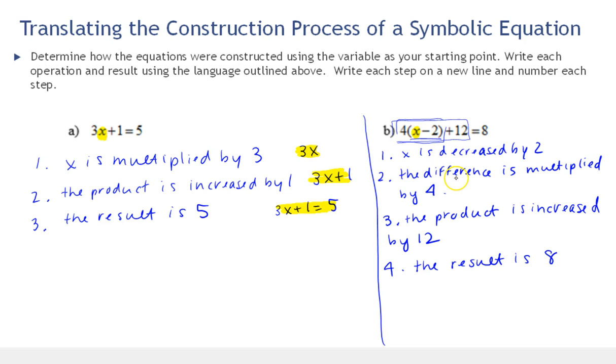So this describes the story of how we would construct this equation based on x. Okay. So the first part, x is decreased by 2. Okay. So these words are really our answer, but I'm also putting the symbolic steps because it's useful to see. X is decreased by 2. You have the difference and you multiply it by 4. Notice we put the x minus 2 in parentheses because we're multiplying the difference by 4. The product, well, this is the product. It's increased by 12. And the result is 8. And that's our equation.